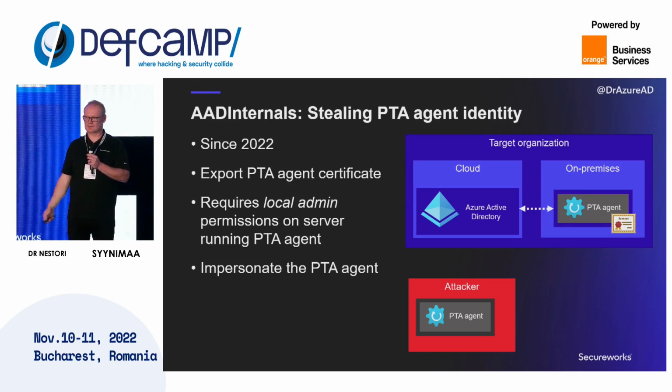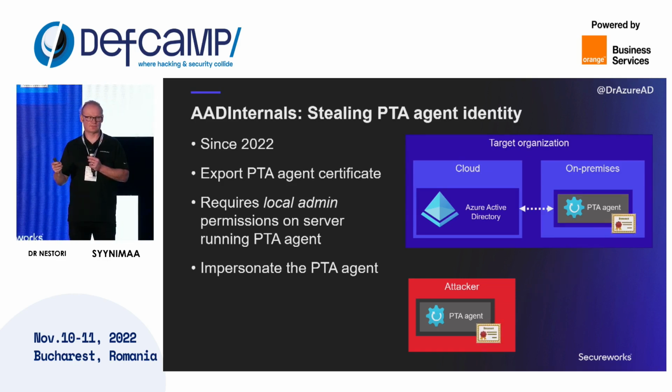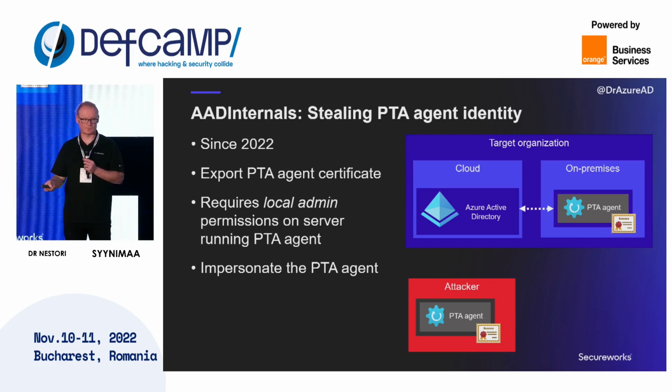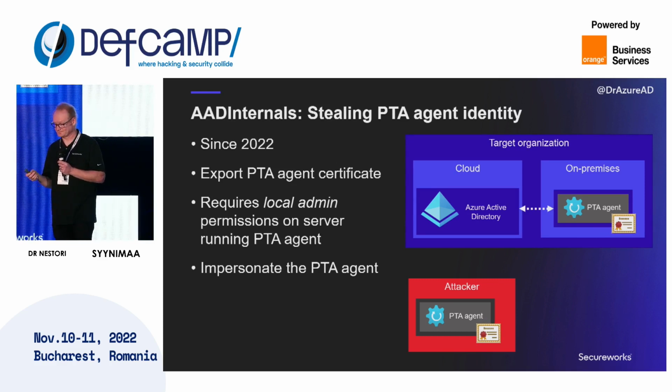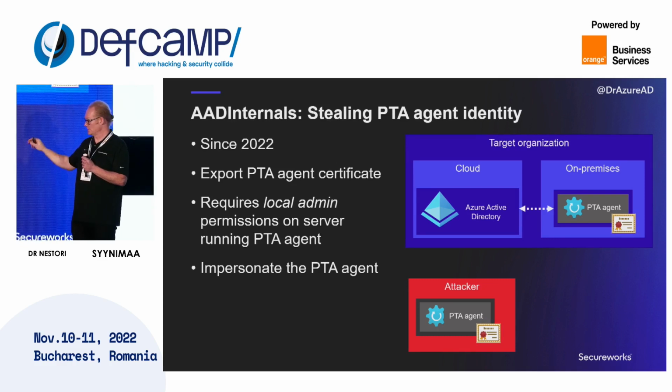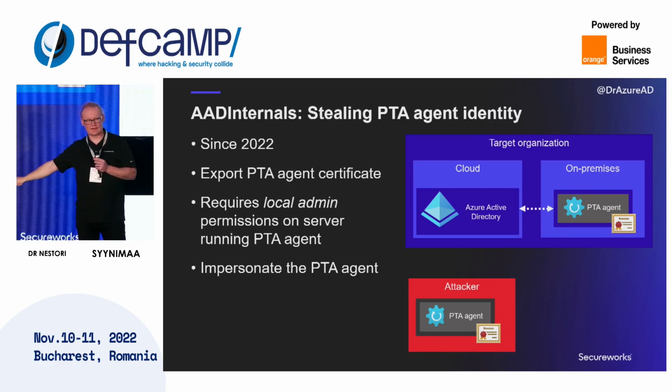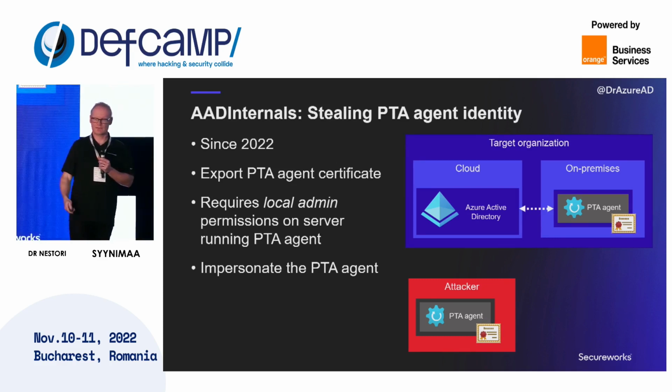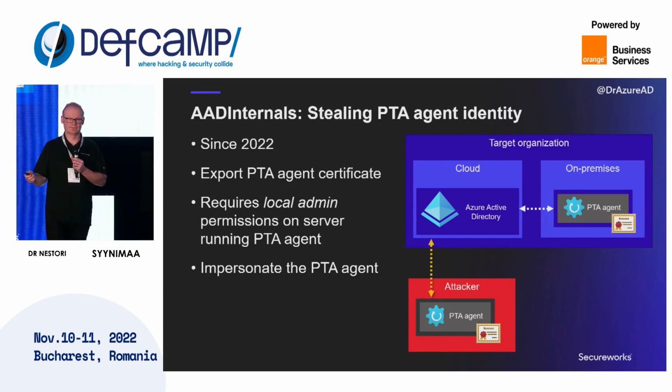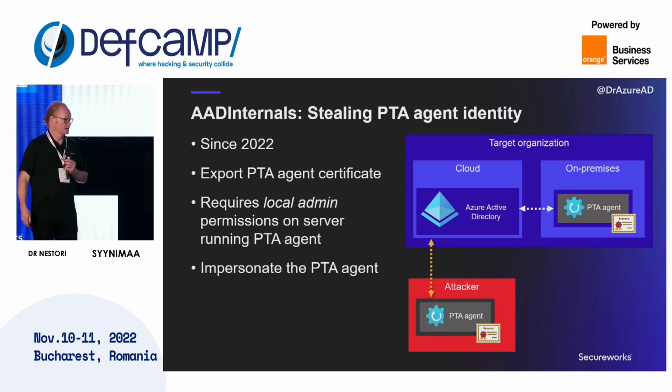What we do here is just get the certificate which the PTA agent is using for CBA and also for decrypting those credentials. We put it on the threat actor controlled computer, and now we can impersonate that agent without any connection to the on-prem environment anymore. And you want to see some demos?